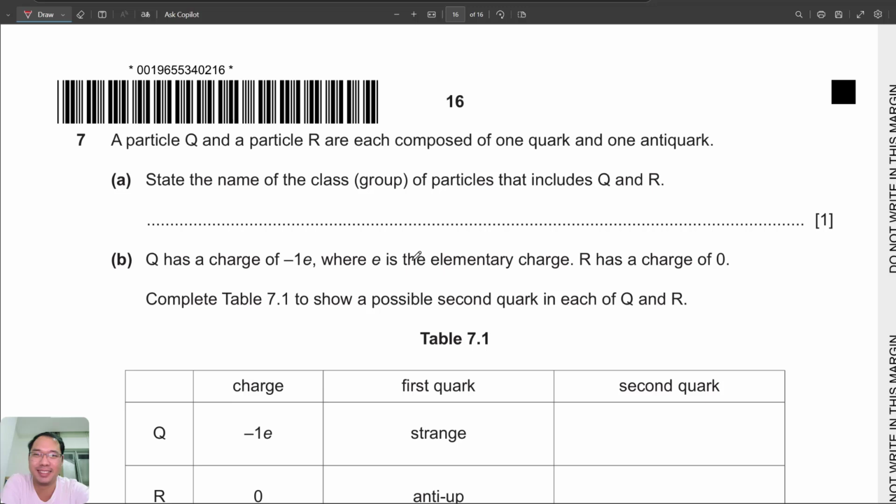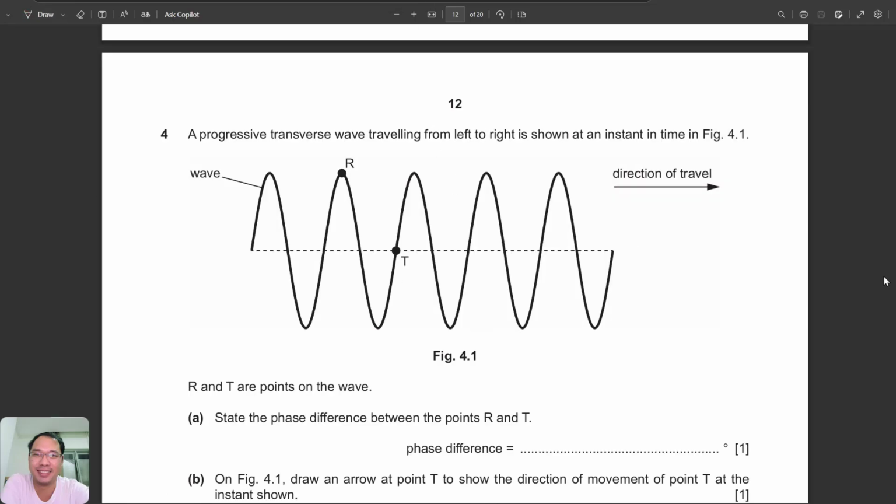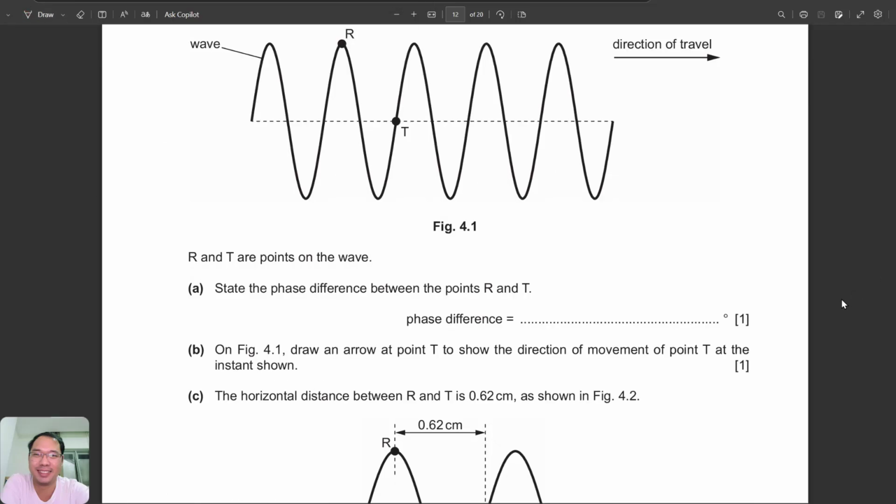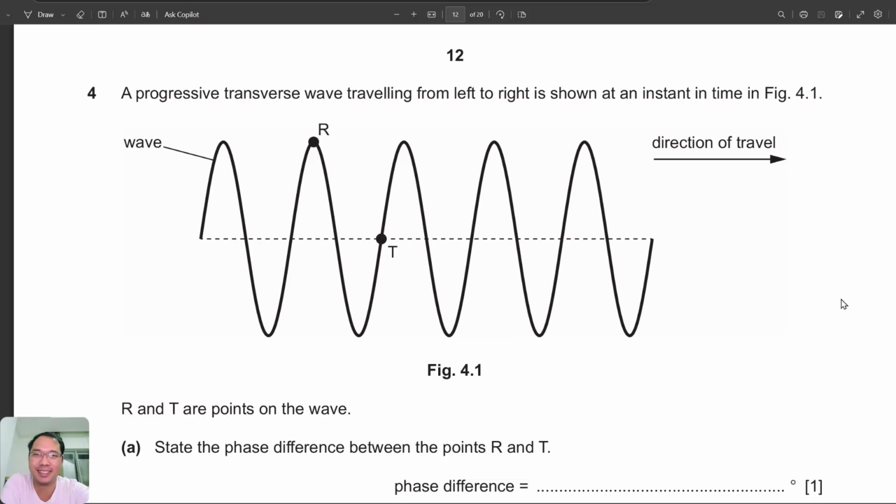Okay, the next question 7 is not about wave. Let's move on to another problem about wave, which is also in this summer 2024 question paper 2-3. Okay, question number 4. A progressive transverse wave traveling from left to right is shown at an instant of time on the figure. The direction is from the left to the right.